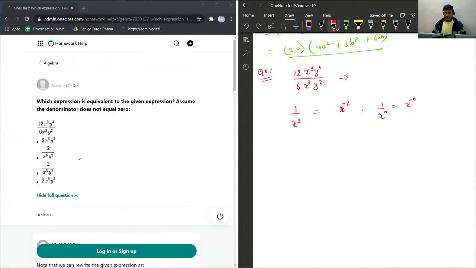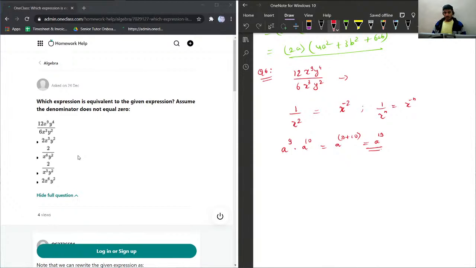If the bases of the power are the same, suppose I have an expression like a power 9 into a power, let's say 10. If these are multiplied and the bases are the same, you can see that the base is a, so we can add the powers, and this will become a power 19.